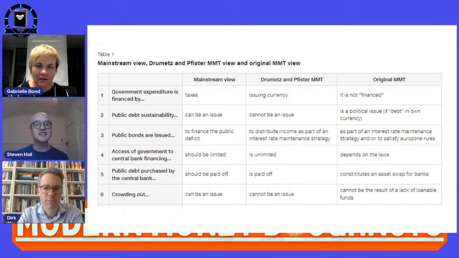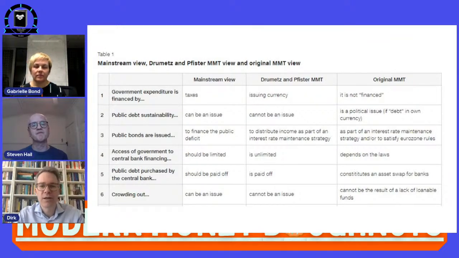Doughnut and Pfister, they say issuing currency, according to MMT, finances government spending. You say it's not finance. What do you mean by that, Dirk? Well, I think the question here is how do you define the word finance? You can just be sloppy and say, well, finance means to be paid for. Okay, so then it would be technically correct to say that MMT says that you are financing government expenditure by issuing currency. Stephanie Kelton often puts it like this.